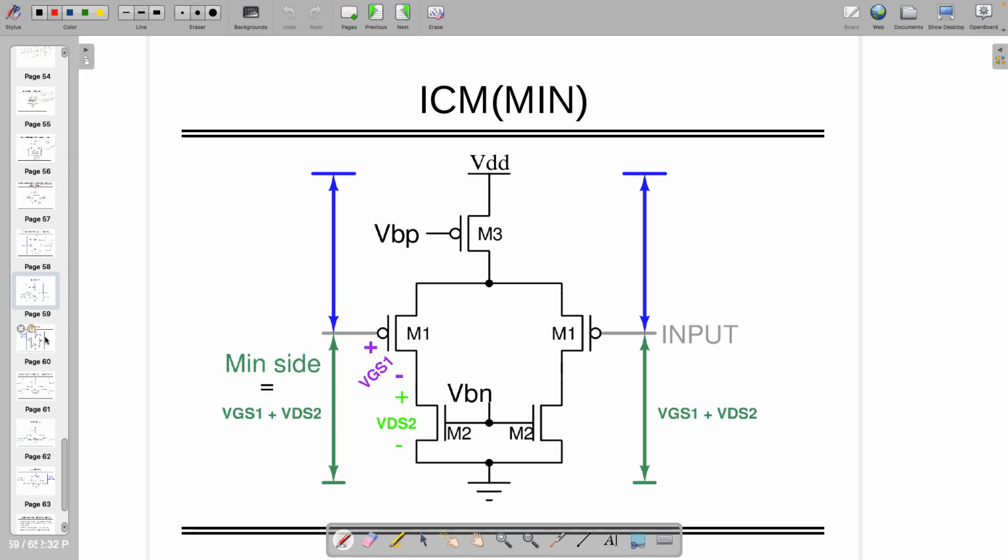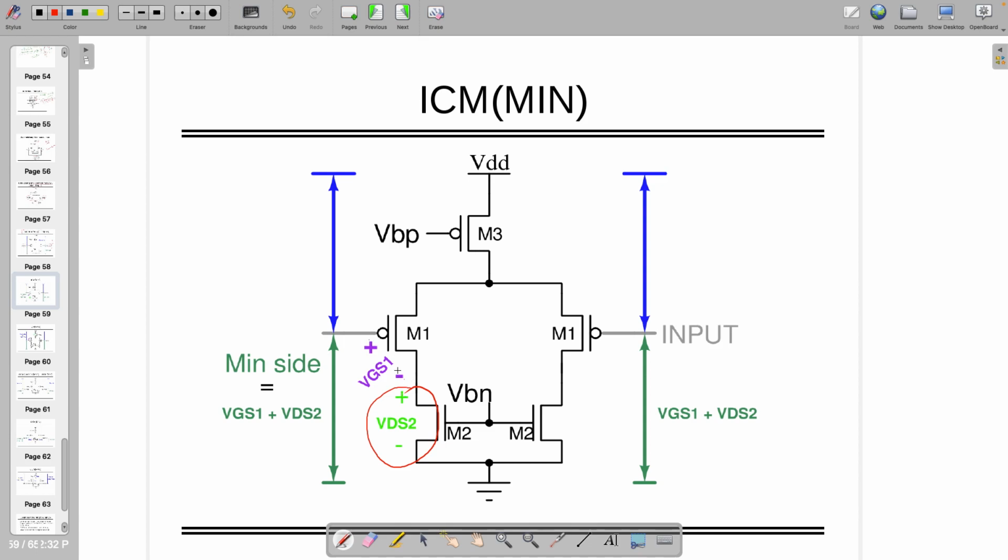Now, if you are interested in, let's say, the downside, I am writing VDS everywhere. VDS is exactly equal to VDS set. I'm talking about that one, which is more than 250 millivolt. That voltage I'm talking about. So this transistor requires a minimum VDS, which is 250 millivolt or more than that.